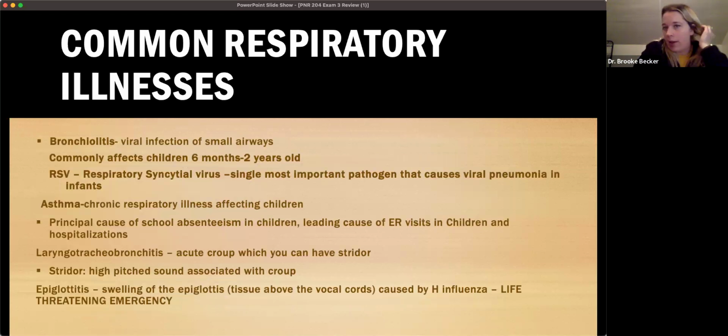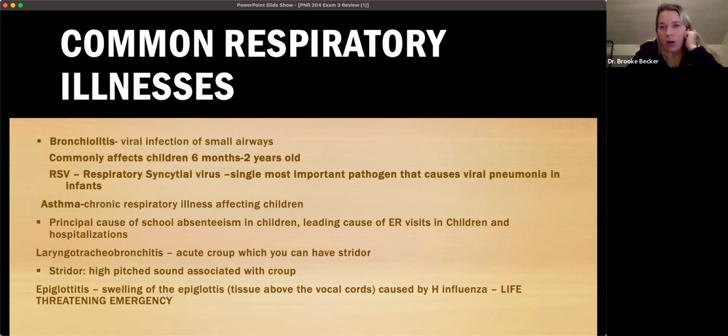Bronchiolitis, so that is like RSV. It usually occurs in kids age 2 and less. That's when it's most concerning. It can occur in kids older, but it's not as problematic for kids over the age of 2. RSV is also the most common cause of viral pneumonia across the board in infants.